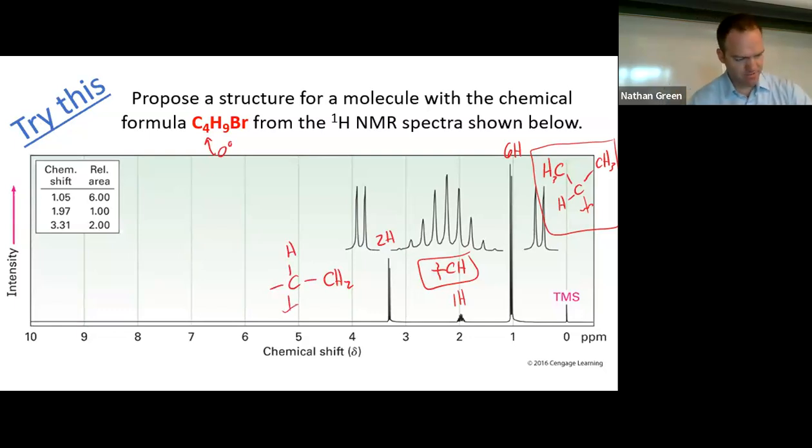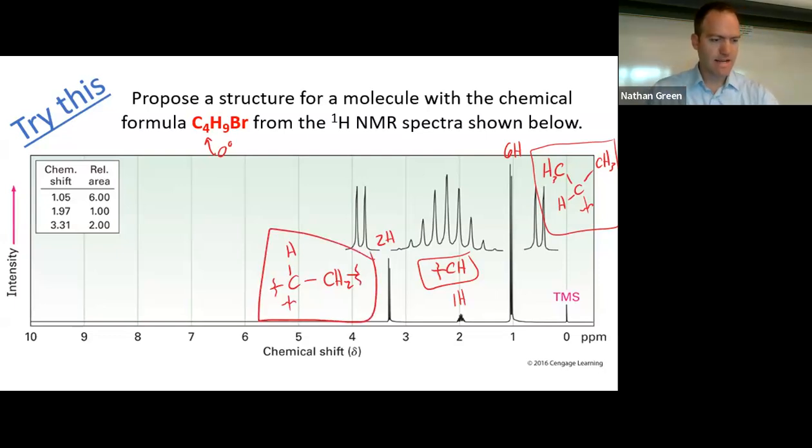I'm using a bunch of undefined bonds here. I don't know what else is over here or here, but they are not hydrogens because I can only have one neighbor next to that CH2. Here are my pieces. I got that chunk, and that chunk. Now I need to start assembling them in a way that makes sense for the proton NMR.